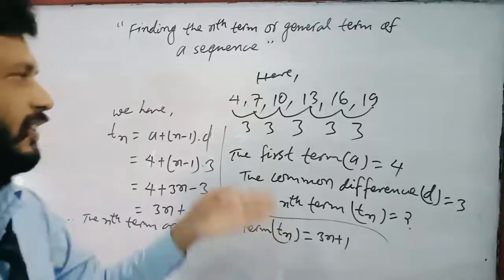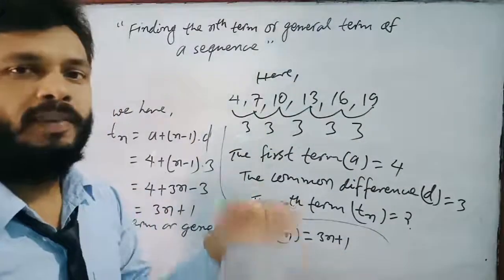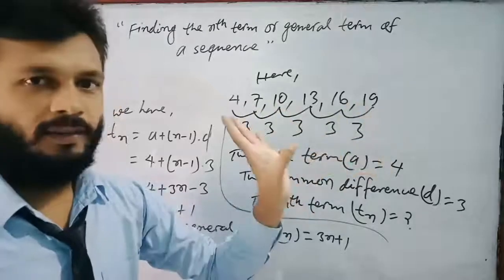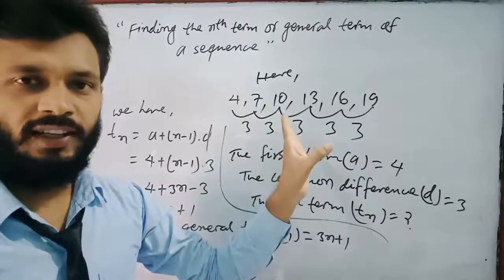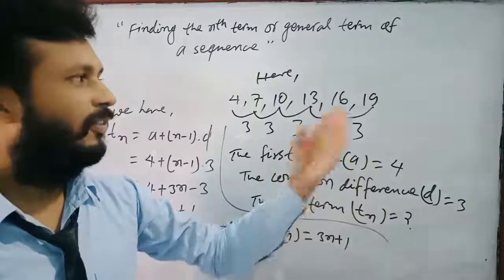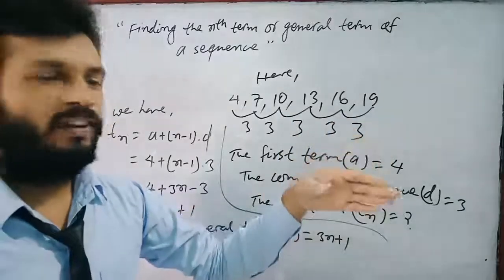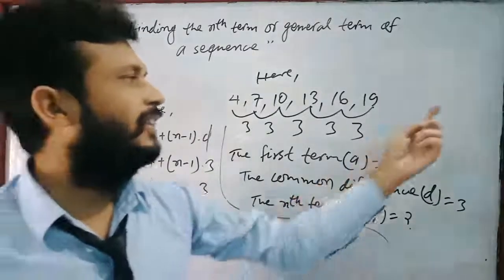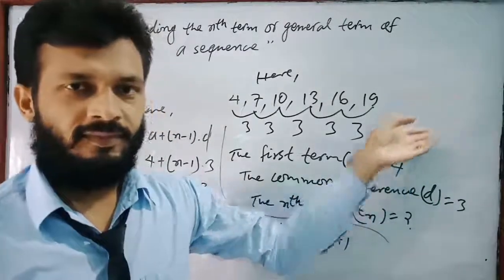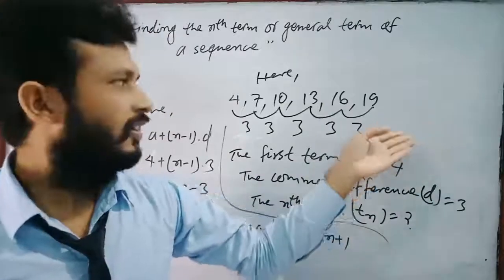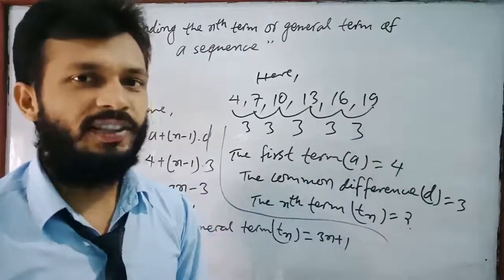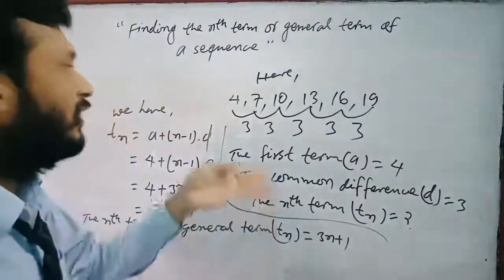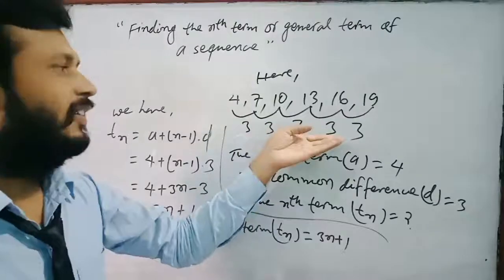Understood? Okay, let's see here how many terms are in this sequence. 1 2 3 4 5 6. It has 6 terms only, but we should be able to find any term. Okay, we can also find the 10th term. Here the 10th term is not given, but we can find it by using the nth term. Okay, what is the 10th term of this sequence?